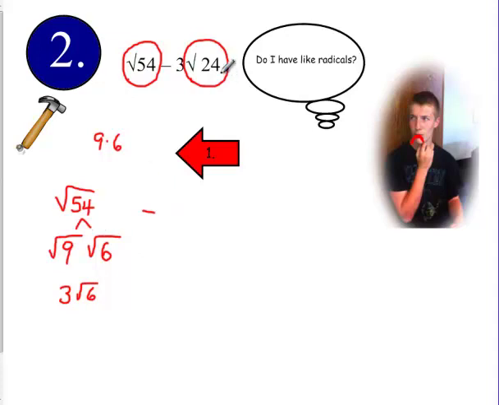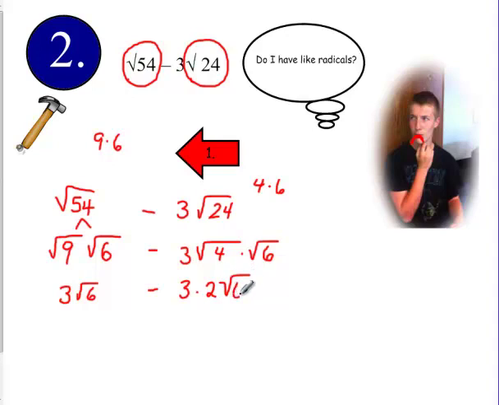And now, like MC says, I got to break down 24. So let me think of a perfect square that goes into 24. 4 times 6. All right, so the 3 comes along for the ride. 24 gets broken down into 4 times 6. I can take the square root of 4, it's 2. And once again, do I have like radicals? Yes, I do.